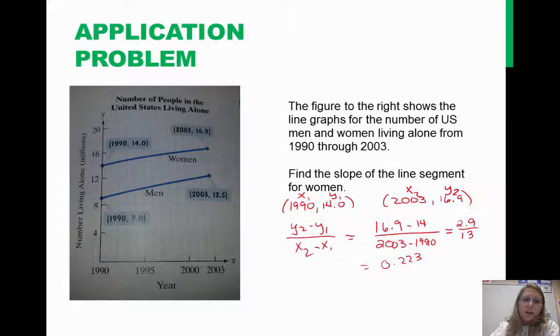So basically, remember, we're looking at millions. So 0.223 millions of people. If I multiply that by 1,000,000, I'm going to have 223,000 people per year, a change of 223,000 people per year of women living alone. So each year, 223,000 more women live alone.